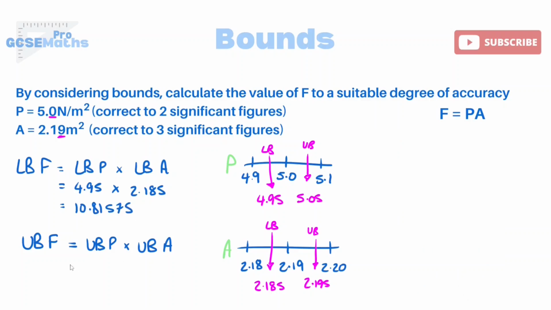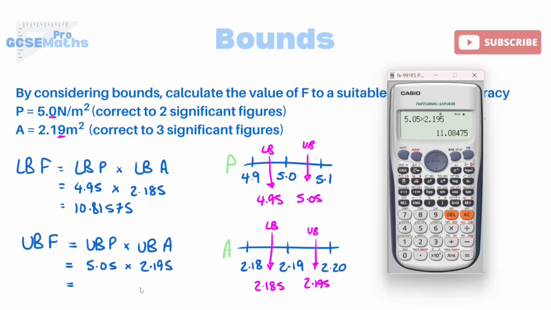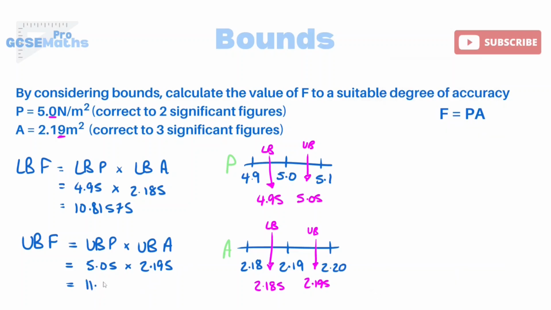Okay, and then we'll do the same for the upper bound of f, means I need the upper bounds of p and a, so we've got p, which is 5.05, and a, which is 2.195. Again, just chuck it in your calculator. So here I have 11.08475. Okay, we found the upper and lower bound of f.